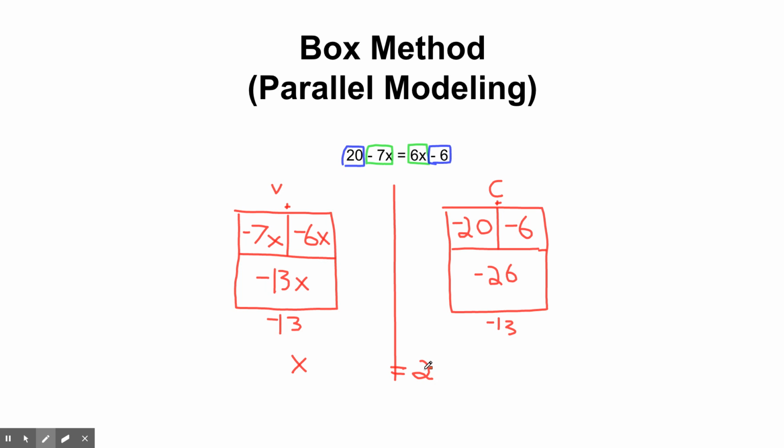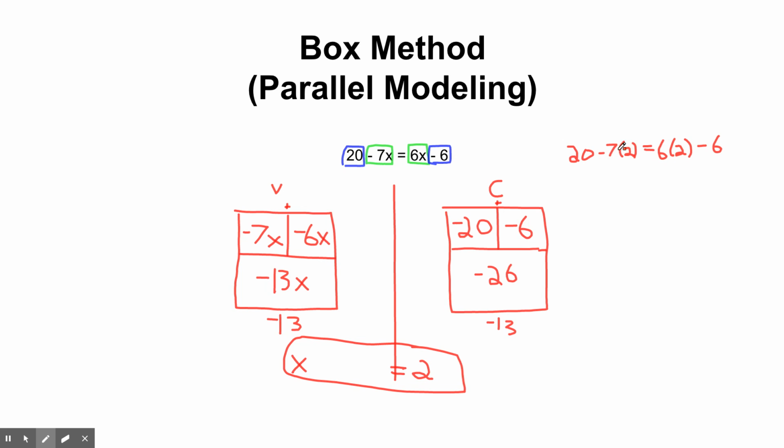Now let's check this. Remember, I can check my equations after I solve them. To do that, all I'm going to do is plug in what I got for x into my original equation. So here's my original equation: 20 minus 7x equals 6x minus 6. I'm going to rewrite my equation, 20 minus 7, but I know what x is. x is 2. So instead of multiplying by x, I'm going to multiply by 2, is equal to 6 times x, but I know what x is, so I'm going to multiply by 2, minus 6.